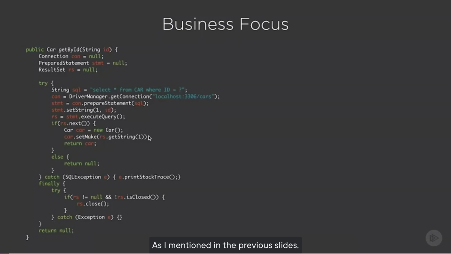As I mentioned in the previous slides, Spring helps us focus on the business need. If you've ever done much database development in Java, you've used JDBC. JDBC at first glance doesn't look that bad, but then you really start picking it apart and it's really not very pretty. Look at all this extra stuff we have in our code just to do a simple select statement. We have connections and prepared statements and result sets, and then we have this try-catch block. We have a driver manager.